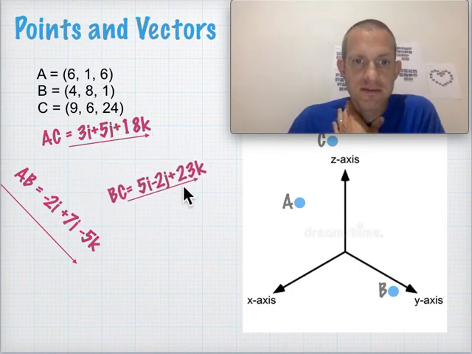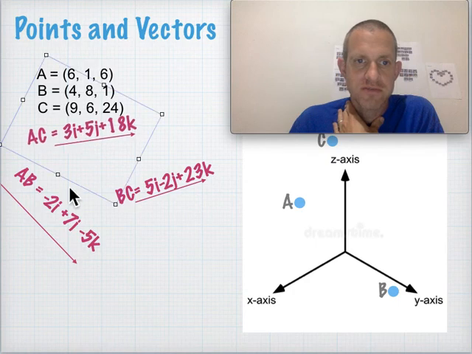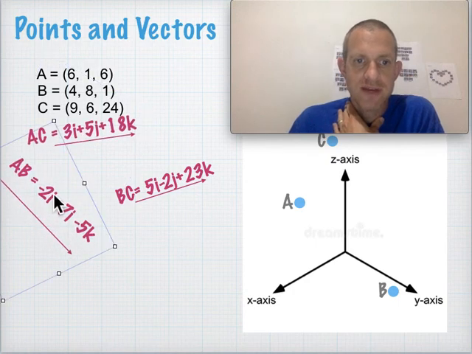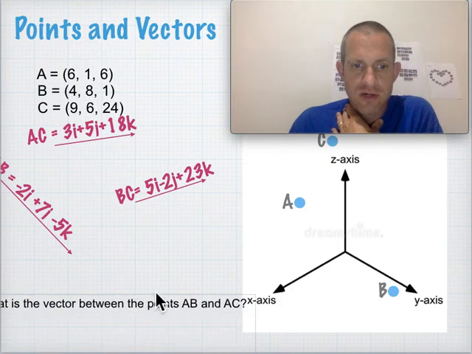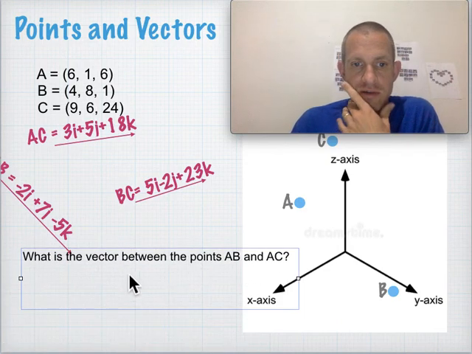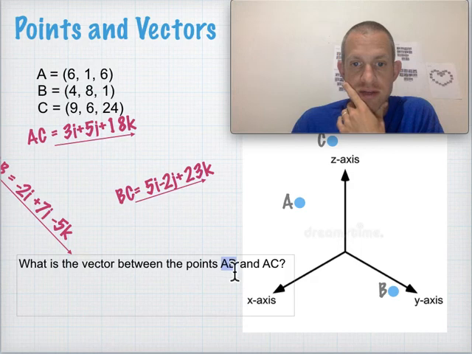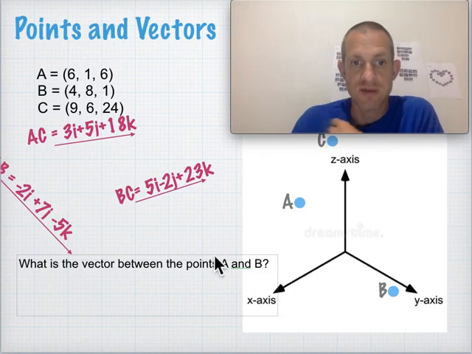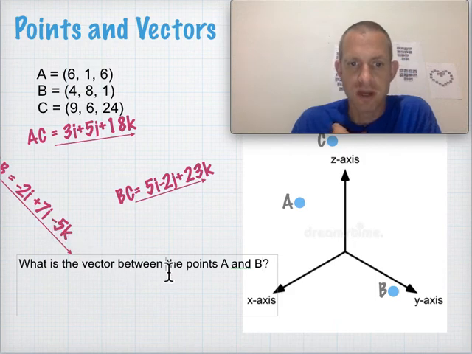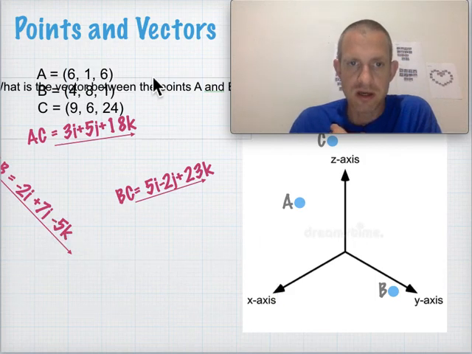So that's finding some vectors. Once we have vectors, we can do some helpful things with them. We can answer questions. Oh, here's one we answered already. What's the vector between points A and B? That would be vector AB. That would be this, negative 2i plus 7j and minus 5k. So answered that question already.